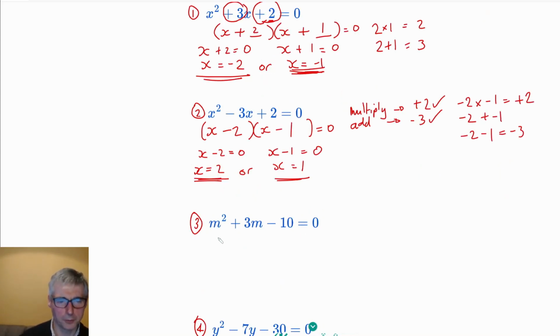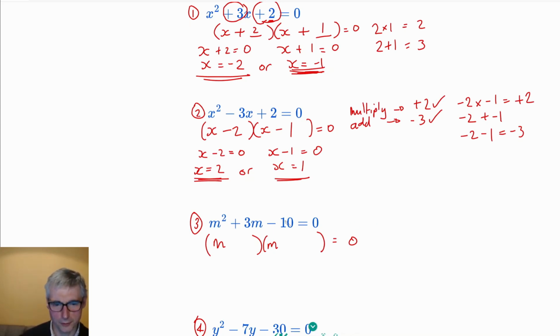So in our third example, I've changed the letter just to show us that we can actually use any letter for this. So this is still a quadratic, but I've used m instead of x. X is the usual one that's used, but it could be any letter. So we have to just treat it in exactly the same way. So again, we're going to put it into two brackets, and this time the letter that's going to go in front of each bracket is going to be an m and an m, because the m's multiply to make m squared.